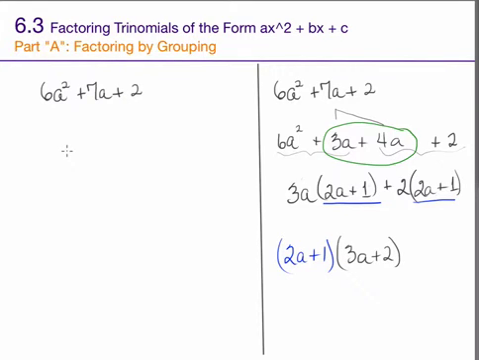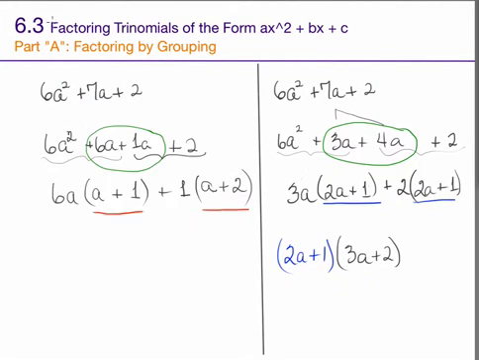Let me start by making an observation. Did you notice that 6 times 2 was 12, and that actually 3 times 4 was also 12? Over here I have 6 times 2 is 12, but 6 times 1 is only 6. So I need a way to split up my middle term so that this product, 6 times 2, is the same as this product. But the other thing that needs to be true about these two numbers is that they have to add up to 7, right?